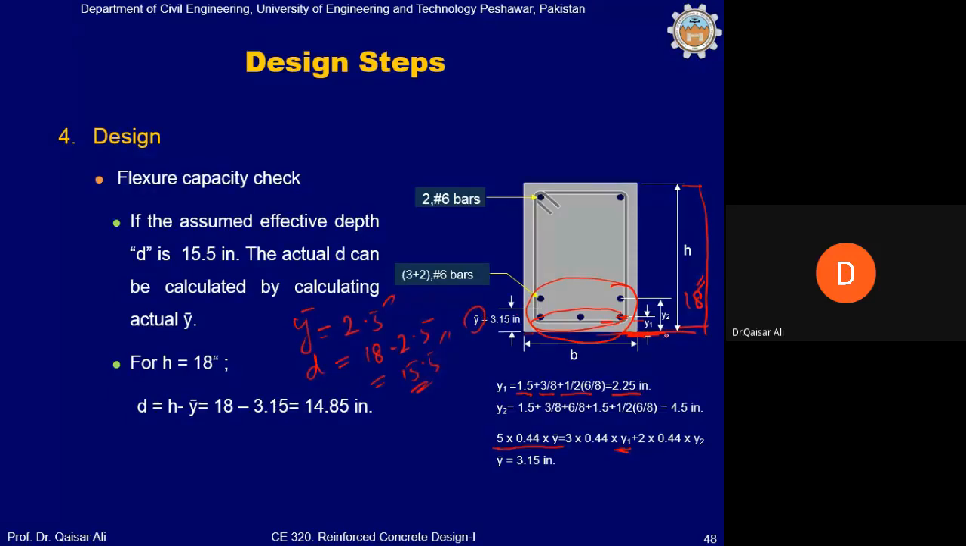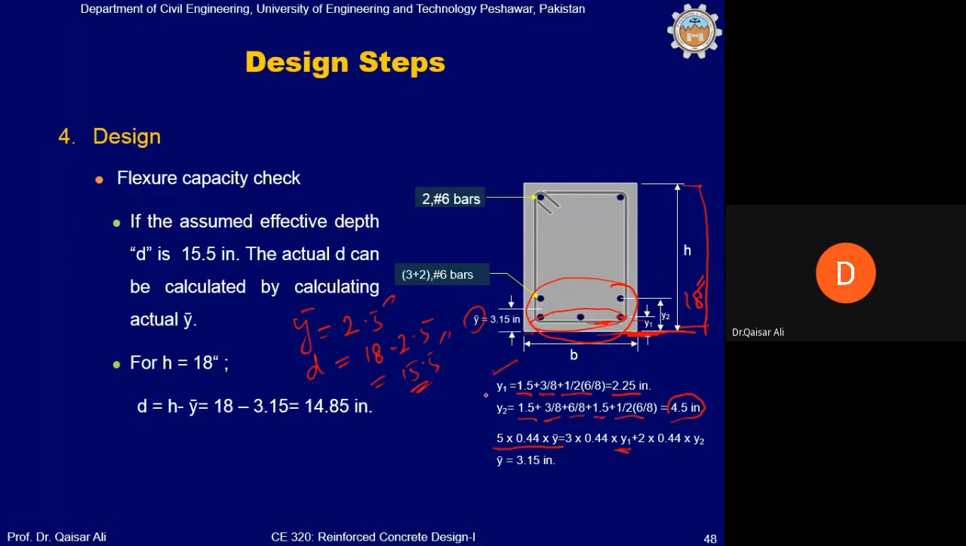Similarly, we can also calculate y2. Y2 can be calculated in this manner. 1.5 is the cover. Then you have the 3/8 inch stirrup. Then 6/8 inch is the full diameter of the bar placed in one layer, and then a spacing of 1.5 inch between the two. And then the centroid is half of 6/8. So this is 4.5 inch.